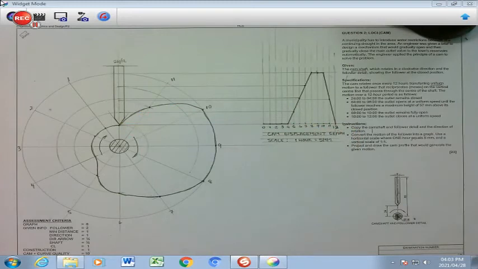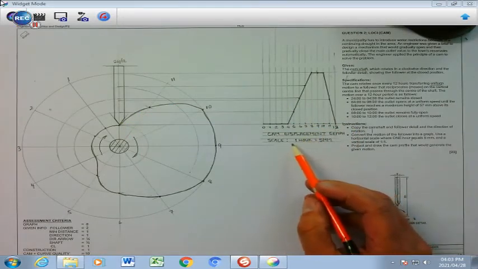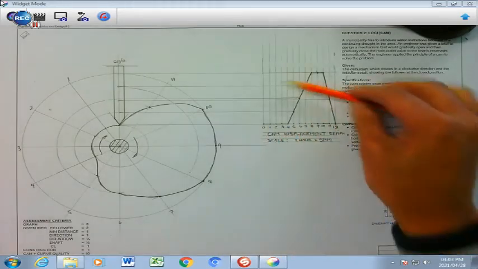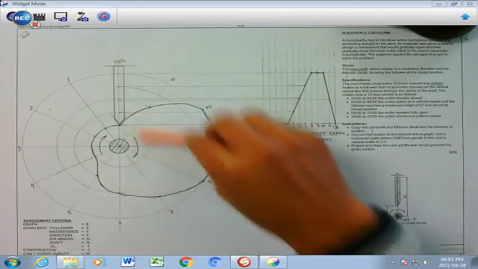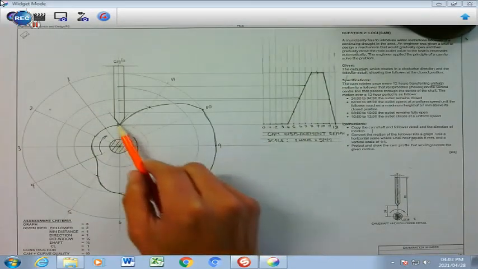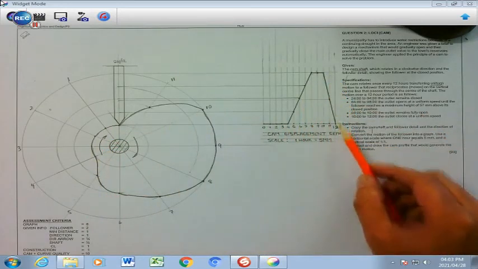There we have completed both the cam displacement graph with a scale of 1 hour is to 5 millimeters, and projecting this over to my rotary motion of my cam profile, causing this shape to be formed from that uniform motion that we have there.